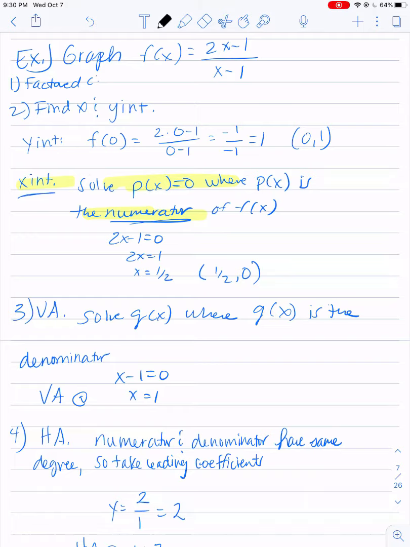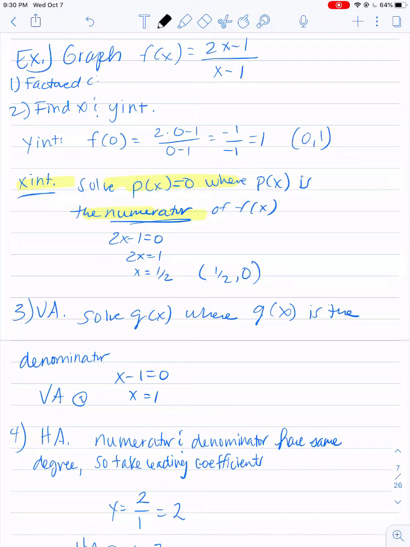Okay, so we're going to go ahead and graph (2x minus 1) over (x minus 1). It's already factored, so we don't have to do that. But we're going to go ahead and find the x and y intercepts. Our y-intercept is when we plug in x equals 0. So I plug that in, and I get 1. So our y-intercept is (0, 1). For our x-intercept, we're solving p of x equals 0, where p of x is the numerator of f of x. So we don't have to worry about the denominator. So we do 2x minus 1 equals 0, so we get x equals 1/2. So our x-intercept is (1/2, 0).